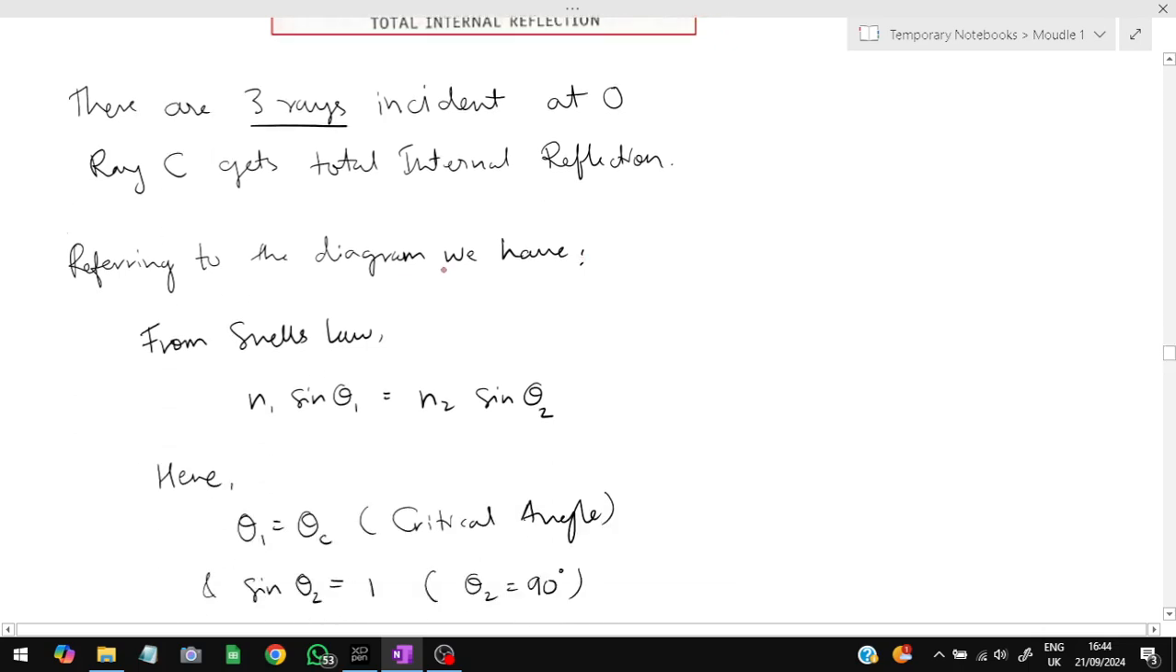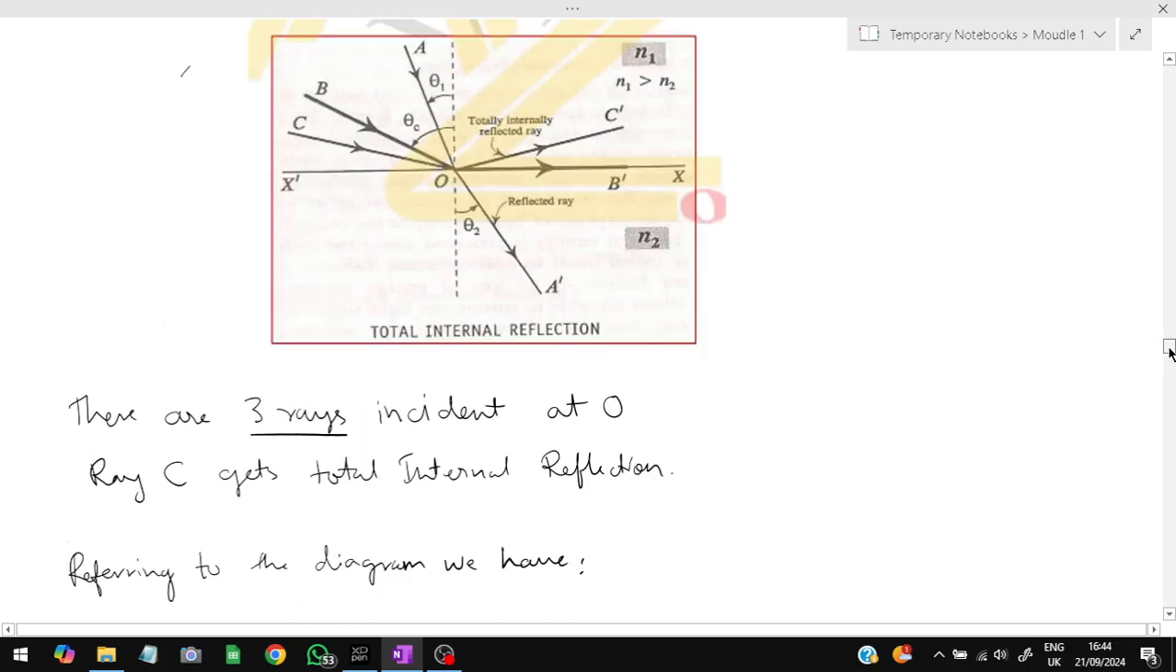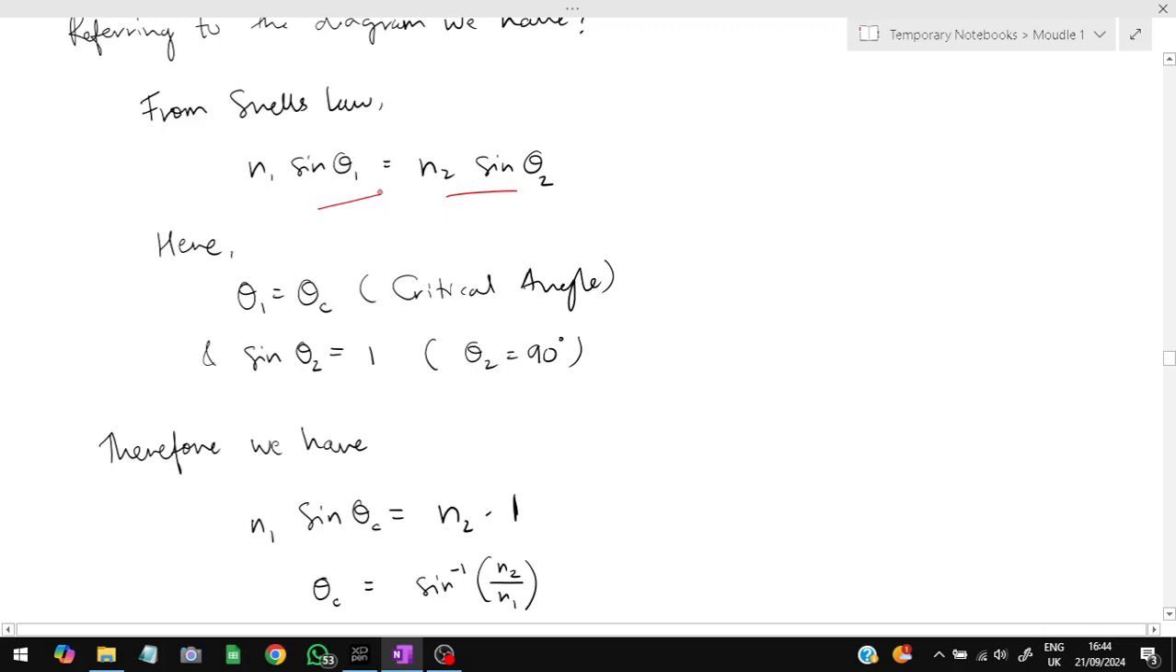Now using the diagram, we have the derivation from Snell's law. What does Snell's law say? n1, the refractive index of medium one, into sine theta 1. Theta 1 is the angle at which it is coming, and this refractive index is n1. So n1 sine theta 1 is equal to n2 sine theta 2, where theta 2 is the angle of the refracted ray. Here we are considering theta 1 as theta C, which is the critical angle. So what is the critical angle?